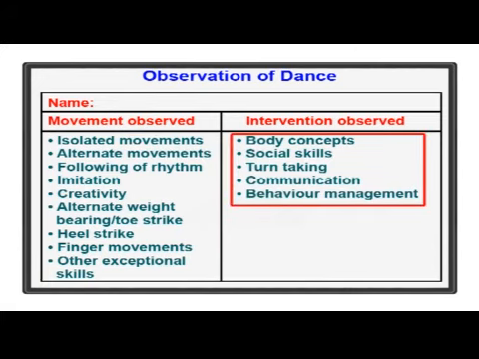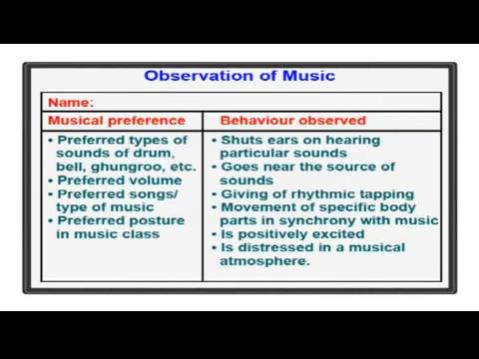While the intervention was observed, see whether the body concepts have been learned by the child, whether the child exhibits the social skills, whether the child waits for turn taking, whether child communication is appropriate or the child manages the behavior. In music performance, see whether the child prefers the types of sounds of drum, bell, ghungroo, etc. Preferred volume, preferred song, type of music and the posture in which the music lasts.